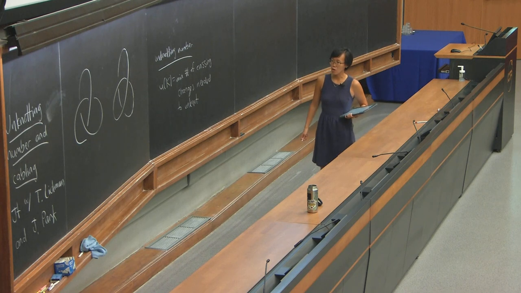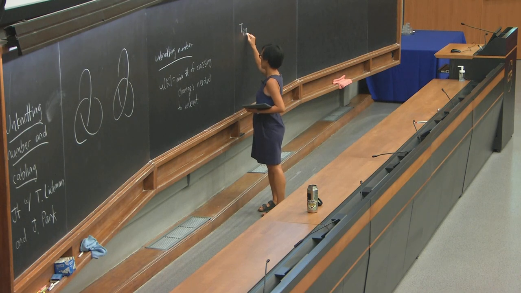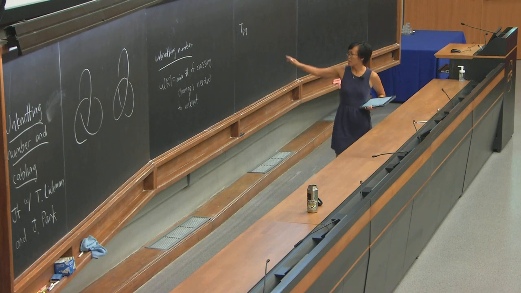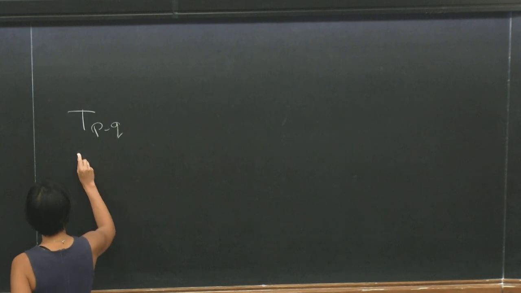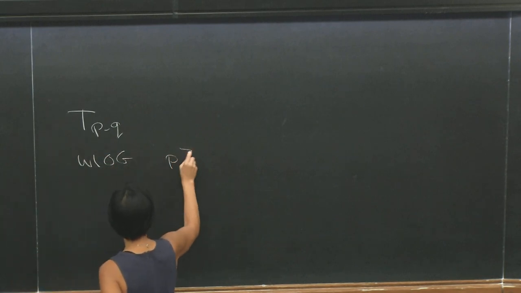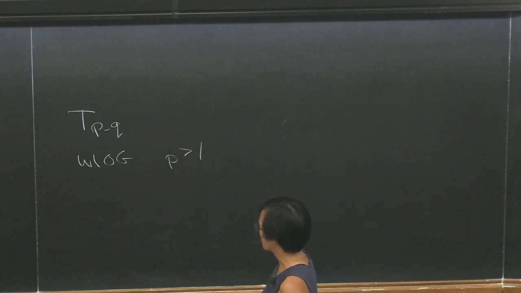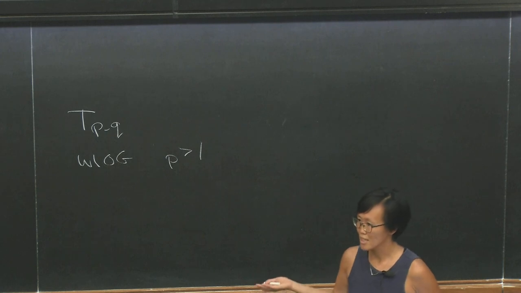All right, so what are some of my favorite knots? Well, the torus knots are one of my favorite classes of knots. The trefoil is the 2-3 torus knot. More generally, the P,Q torus knot is a knot that sits on a torus that winds P times longitudinally and Q times meridionally. Without loss of generality, we'll always take P to be strictly bigger than 1. If P is 1, then it's the unknot. And by some symmetry properties, you can always assume P is positive.